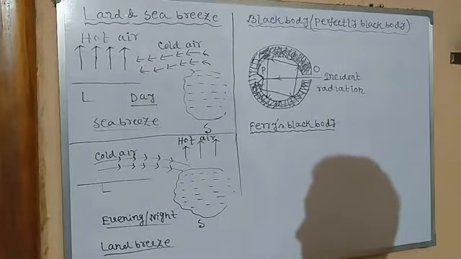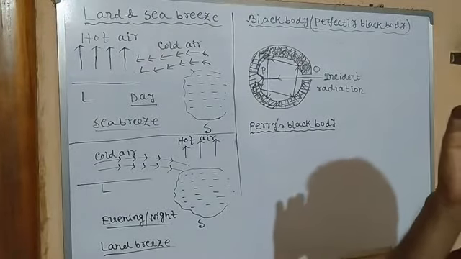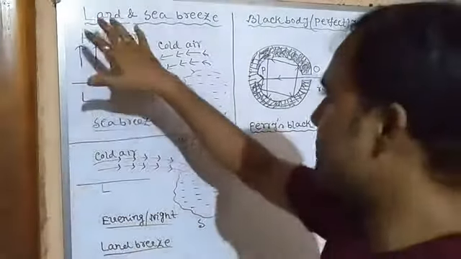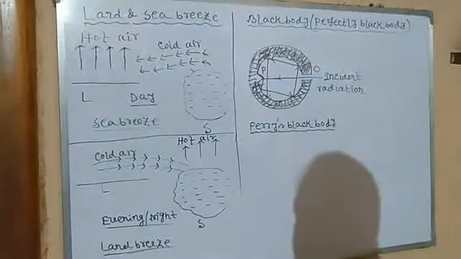Convection means heat transfer due to the shipment or the displacement of the molecules. The molecules themselves carry the heat. One example is the land and sea breeze. So what is the land and sea breeze?